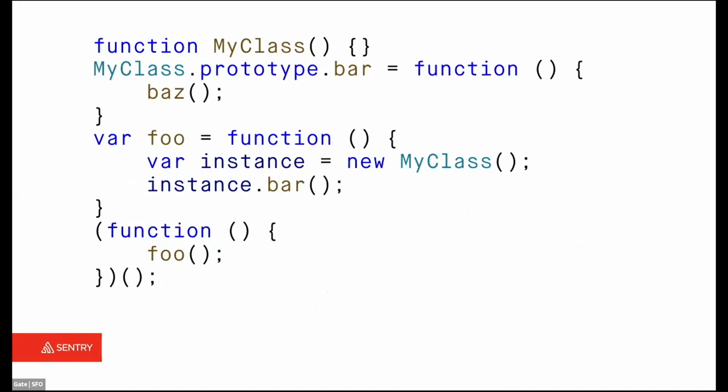So this is a purposely contrived code snippet. I'm going to try and walk through it. It is a class, which is just a function. And in that class, I'm going to take the prototype and set this property called bar, which is a function definition that calls Baz, and Baz doesn't exist. Then below that, I have an anonymous function assigned to a variable called foo. These small differences are important. That creates an instance of the class and then calls that method. And below, I have an immediately invoked function expression that calls foo and kicks the whole thing off.